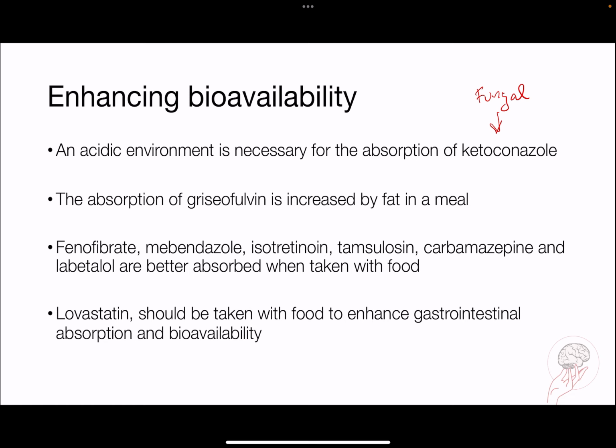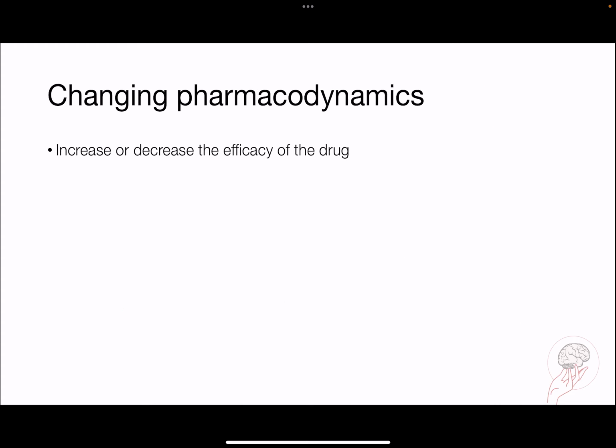Similarly, lovastatin also should be taken with food to enhance gastrointestinal absorption. And this is one you might see because, as its name suggests, it is a statin. So it is used for the treatment of high cholesterol. So food and minerals and vitamins can increase or decrease the efficacy of a drug.